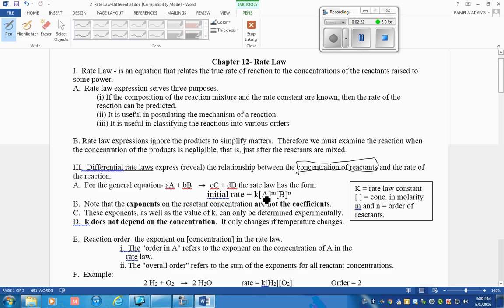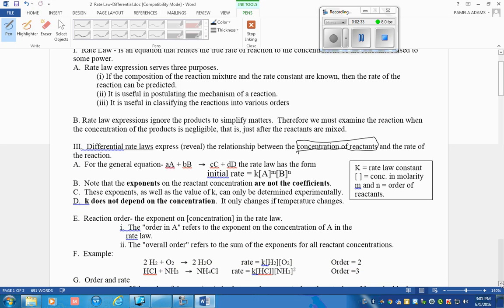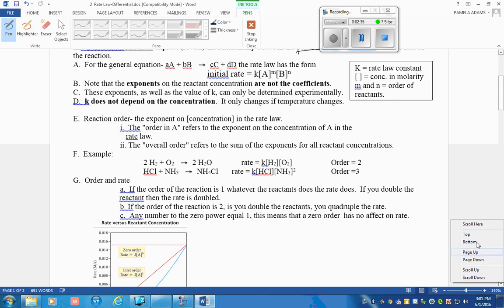Okay. k does not depend on the concentration. The only thing that affects k is the temperature of the reaction. So let's define some more stuff. The reaction order are those exponents. The order in A refers to this exponent. The overall order would be all of the exponents added together.